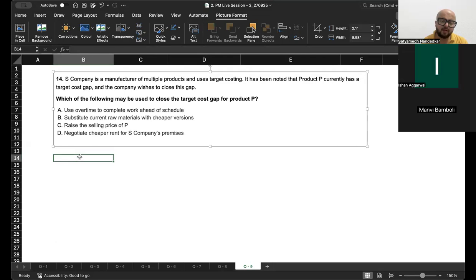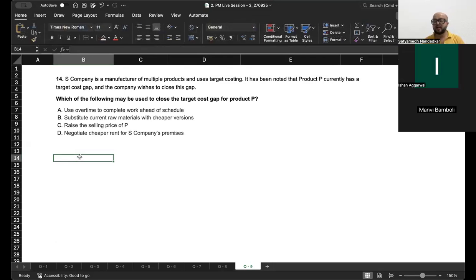S company is a manufacturer of multiple products and uses target costing. It has been noted that product P currently has a target cost gap and the company wishes to close this gap. Which of the following may be used to close the target cost gap for product P? Use overtime to complete work ahead of the schedule. Substitute current raw material with cheaper versions. Raise the selling price of P. Negotiate cheaper rent for S company's premises.